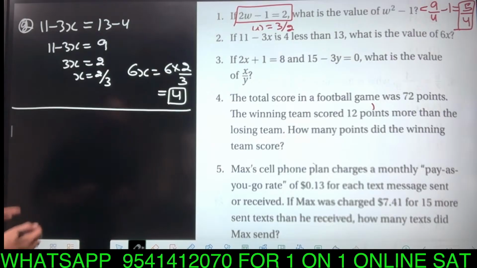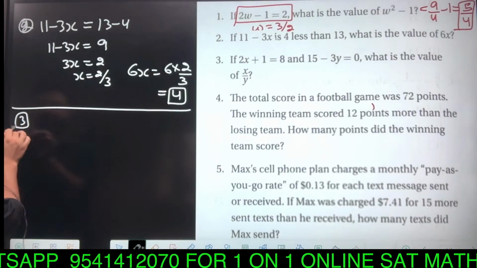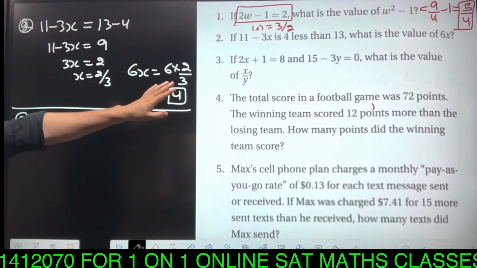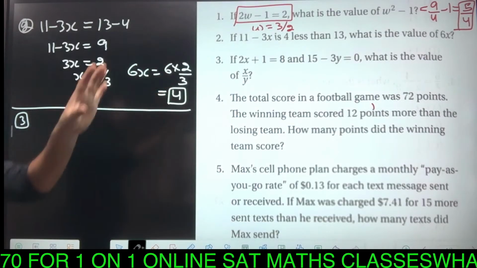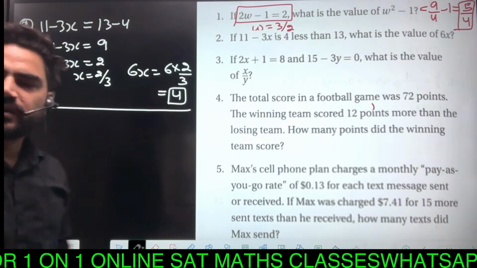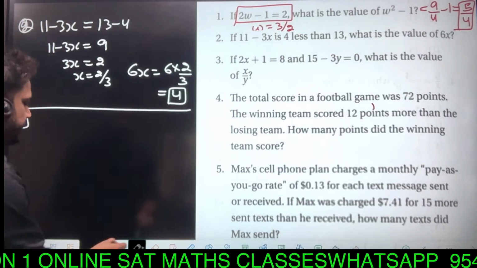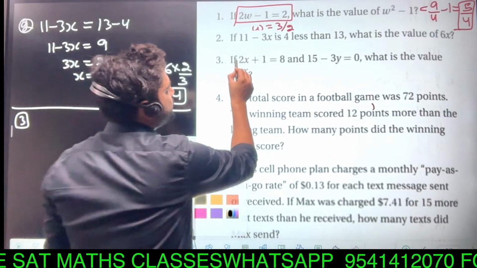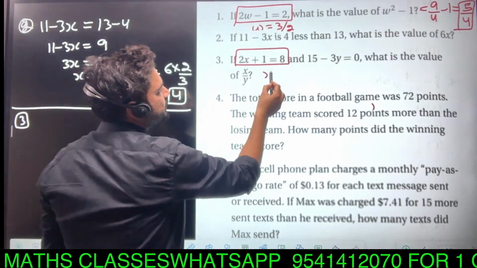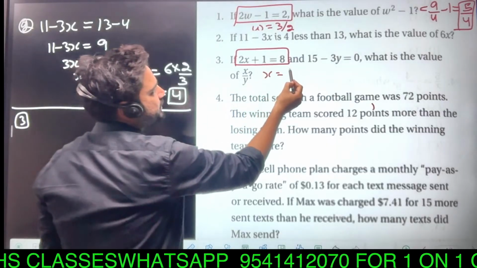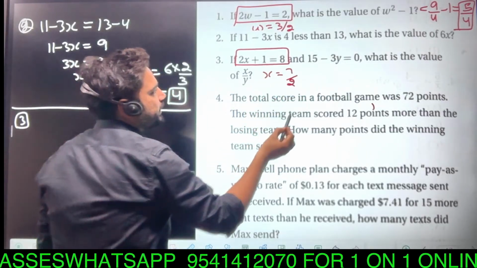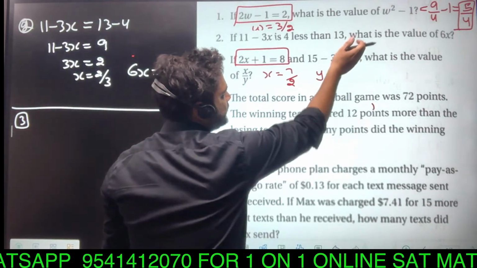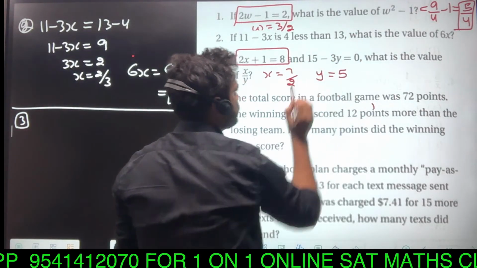Now question number 3. What are they saying? Question number 3 is saying that 2x plus 1 is equal to 8 and 15 minus 3y is equal to 0. What is the value of x by y? Again, very easy question. If 2x plus 1 is equal to 8, then what is the value of x? This one will go, 7. x is 7 by 2. If 15 minus 3y is 0, then what is y? This will go this side and 3 will divide the 15 into 5. So y is 5.